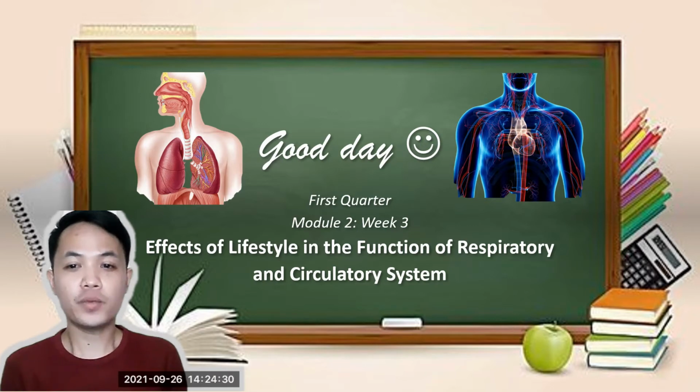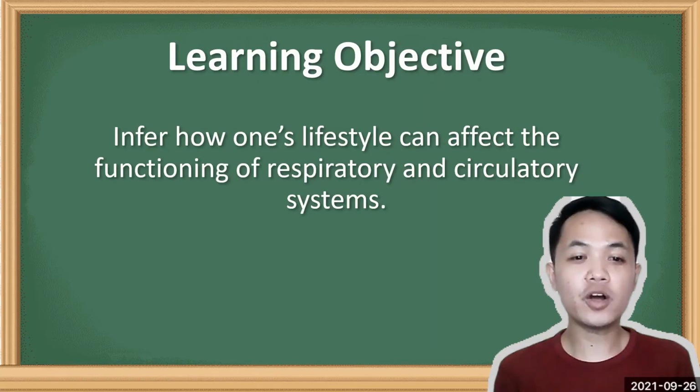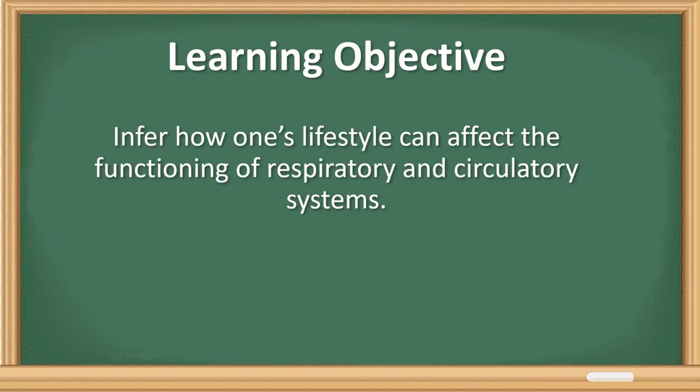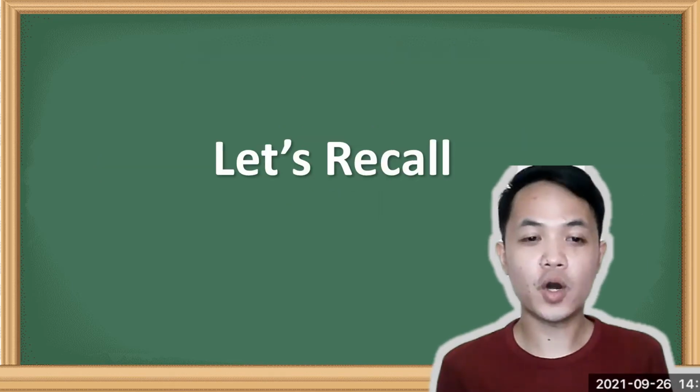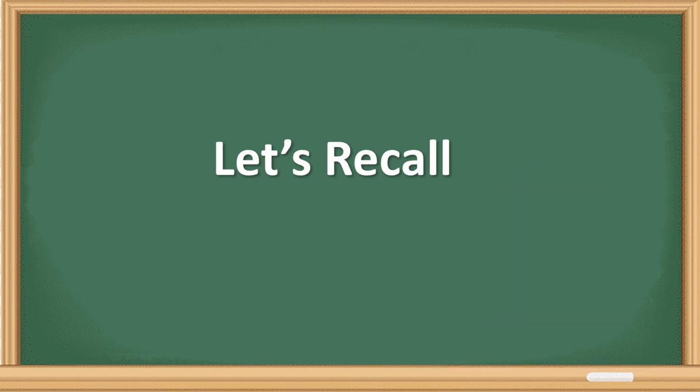First quarter, we're going to discuss this time Module 2, which covers Week 3, the effects of lifestyle on the function of respiratory and circulatory system. Our learning objective for this module is to infer how one's lifestyle can affect the functioning of respiratory and circulatory system. Let's have a recall on what we have discussed or learned from our Module 1.